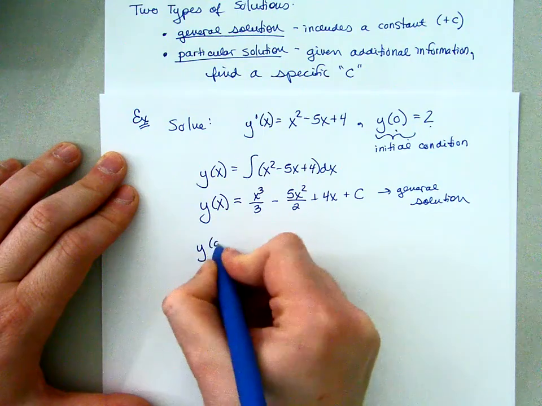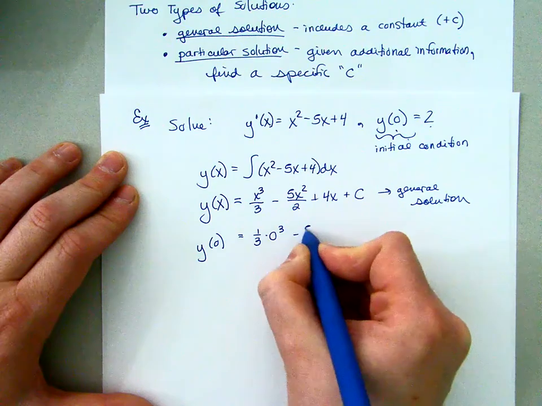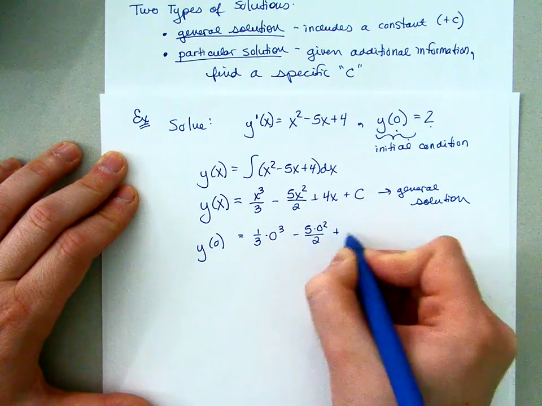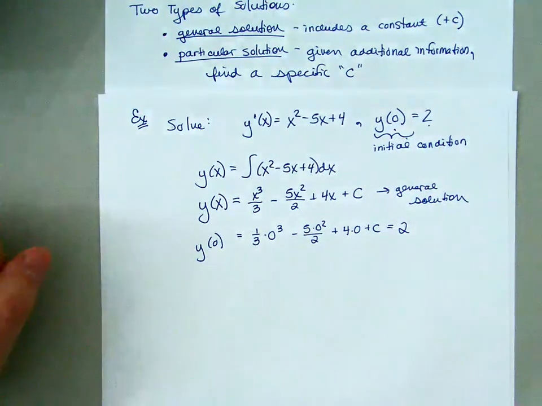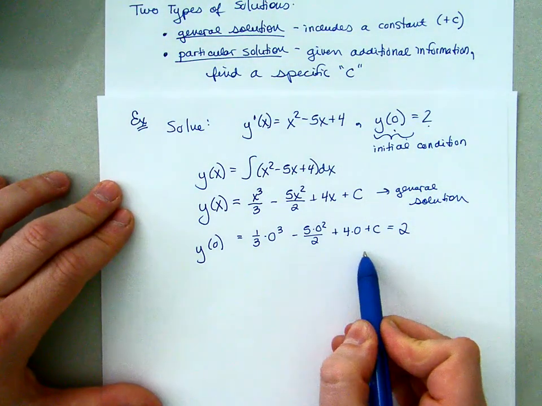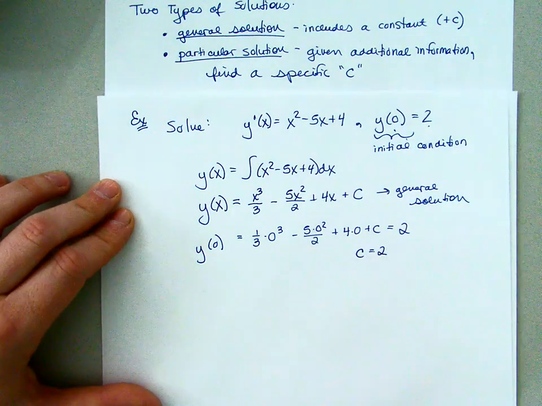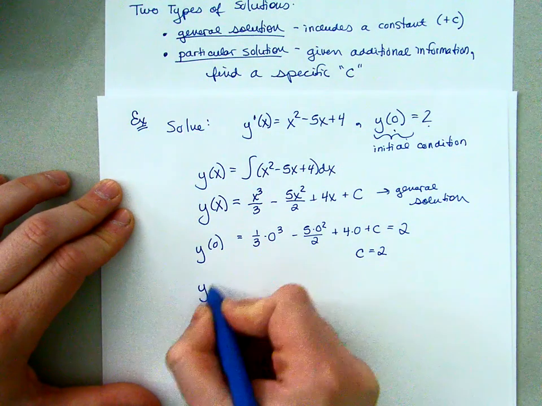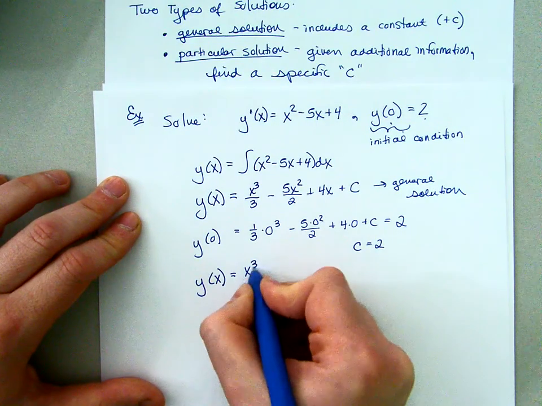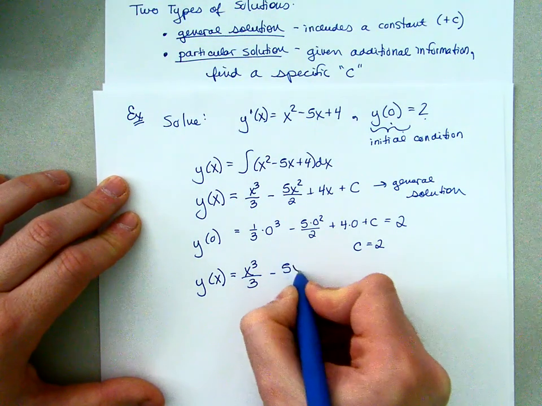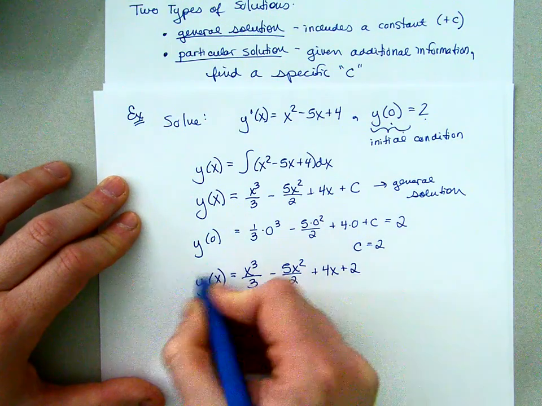We are going to get, okay, so I know that y of 0 is going to equal 1/3 times 0 cubed minus 5 times 0 squared over 2 plus 4 times 0 plus c, and we know that it equals 2 because I told you it equals 2. There's a whole lot of 0 stuff going on over here. That stuff is all 0. Our constant is 2. Our particular solution to the differential equation is y of x equals x cubed over 3 minus 5x squared over 2 plus 4x plus 2.